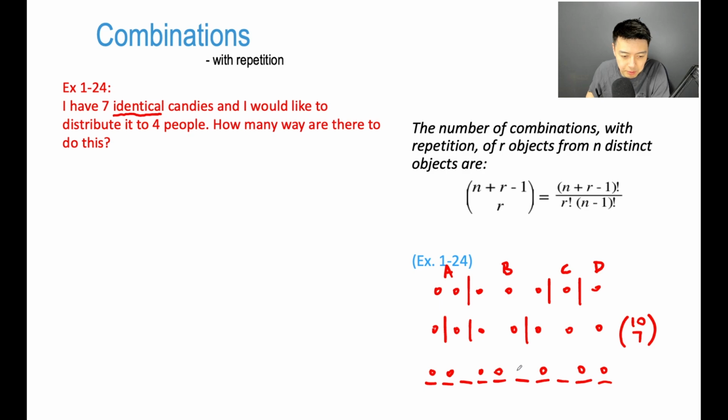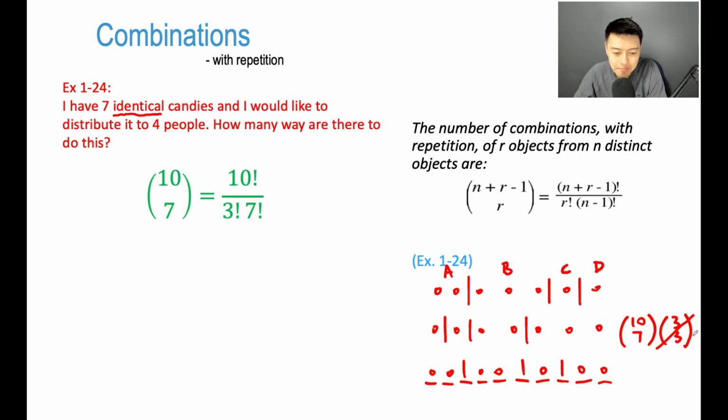Now that leaves 3 boxes, and I have to choose 3 of them to be bars. So from the 3 remaining boxes, I need to choose 3 to be bars. Now 3 choose 3 is just 1, so I'm just going to leave this out. So my ultimate answer is really 10 choose 7. From the 10 boxes, I just choose 7 of them to be circles.